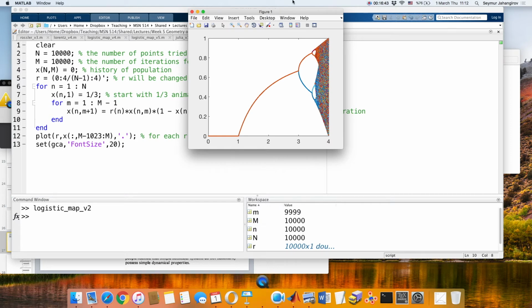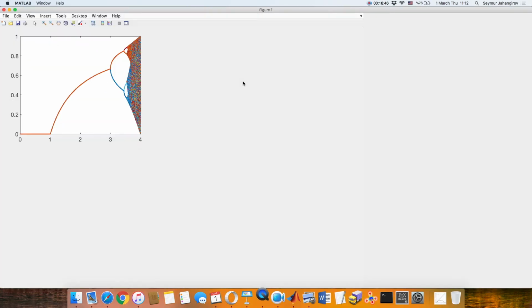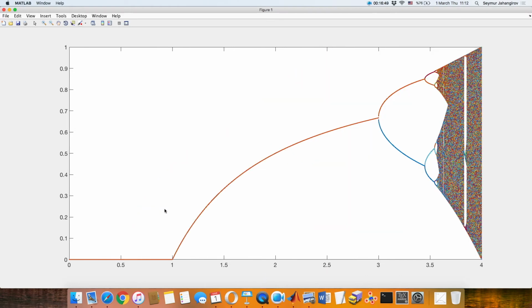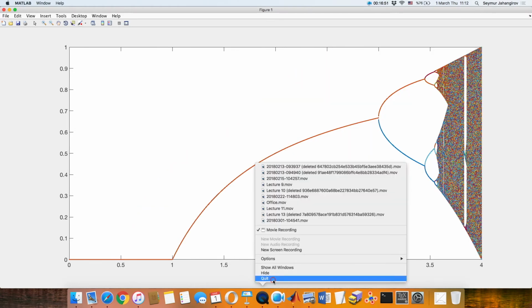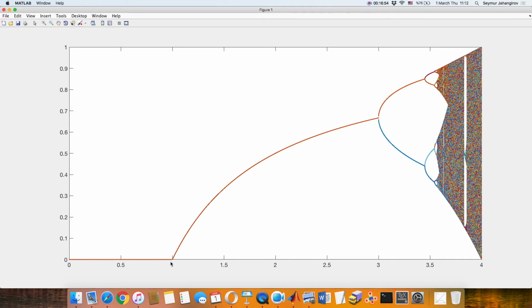Wow. Right? So you can see that until R is 1, we have just one fixed point, which is 0. All animals die, right? Then as R passes 1, you have this stable number of animals, right? The oscillations go and then they are fixed over here. What happens next? They start oscillating between two different values. Do you agree?